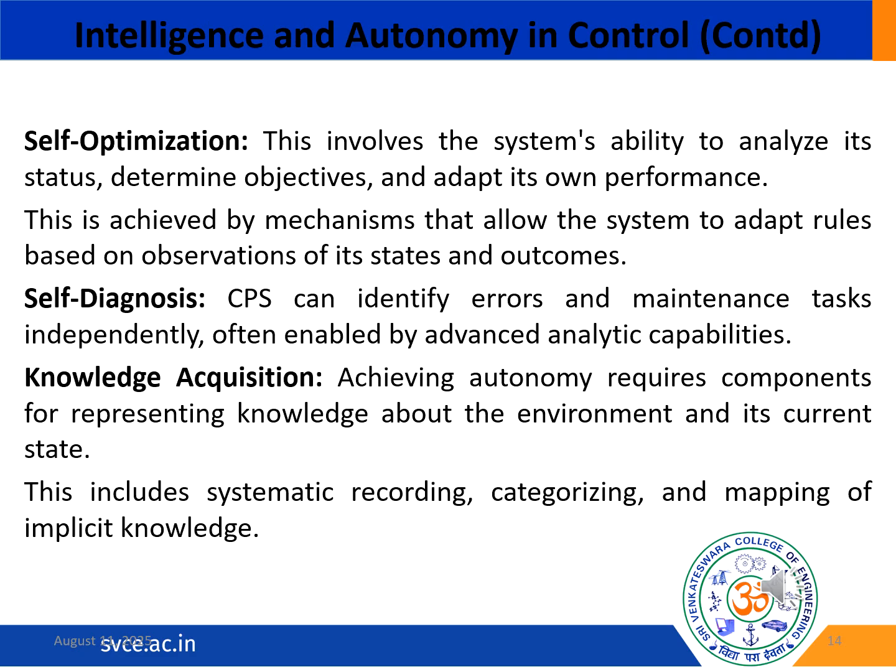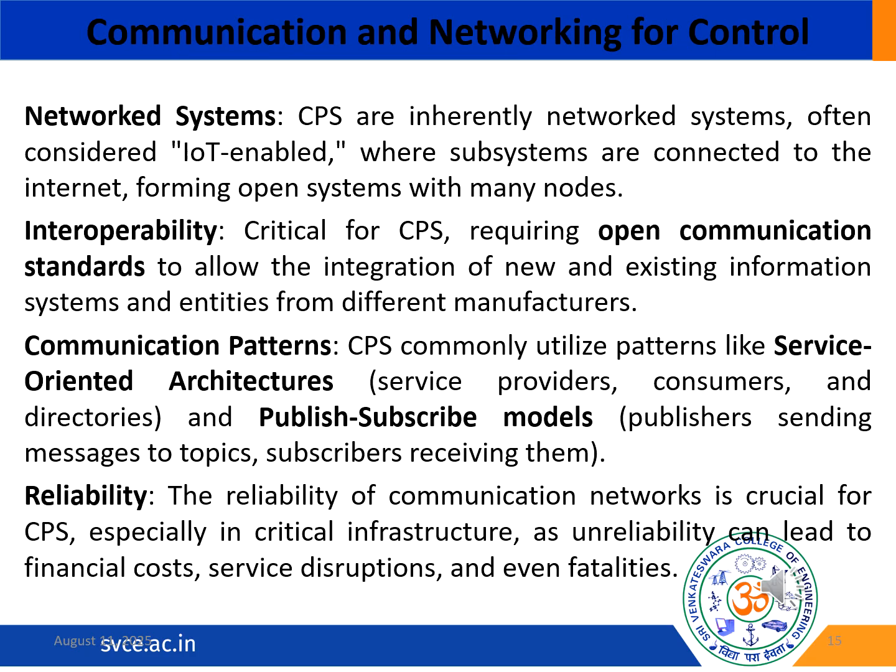So moving on to the next part, we have intelligence and autonomy in control. So basically we see three parts here. Moving on to the next, we have communication and networking for control. So network systems have to be considered. So CPS systems are inherently network systems.